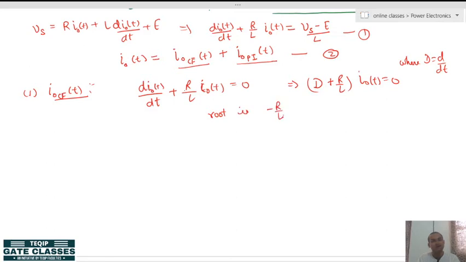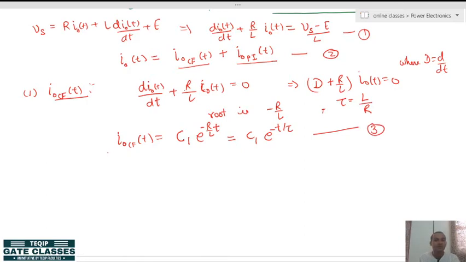The root is minus R by L. For such a root, the generalized solution is I naught CF(t) equal to some constant C1 e to the power minus R by L t, and we know that the time constant tau is defined as L by R. So the solution can be written as C1 e to the power minus t upon tau. Let's say this is equation number 3. So we have got the forcing function solution. Now let's move on to the second part of the solution, that is the particular integral.